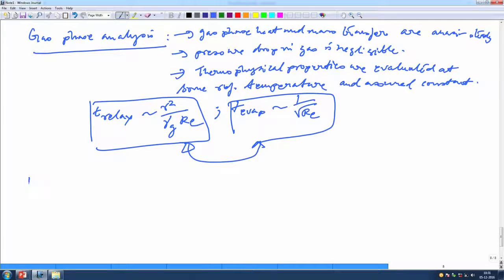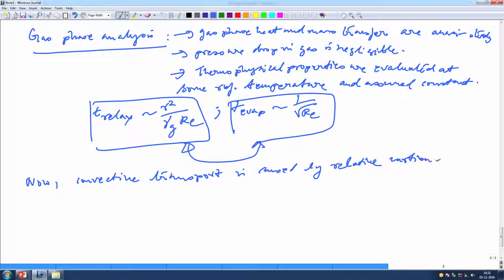Now, we also said the convective transport, this is important. Convective transport is basically caused by friction, or in other words the relative motion. Friction is due to relative motion, the relative motion between gas and droplet.